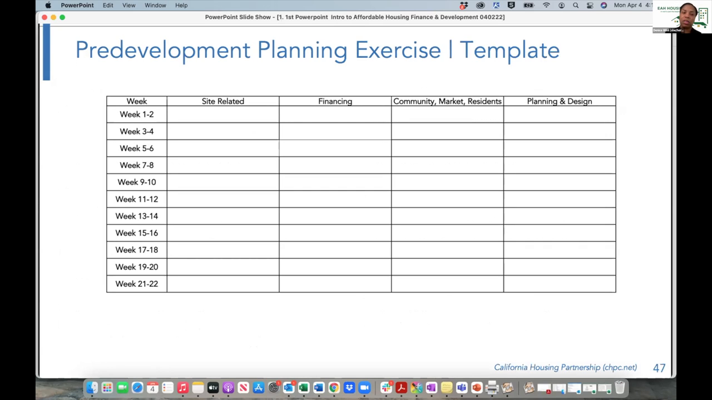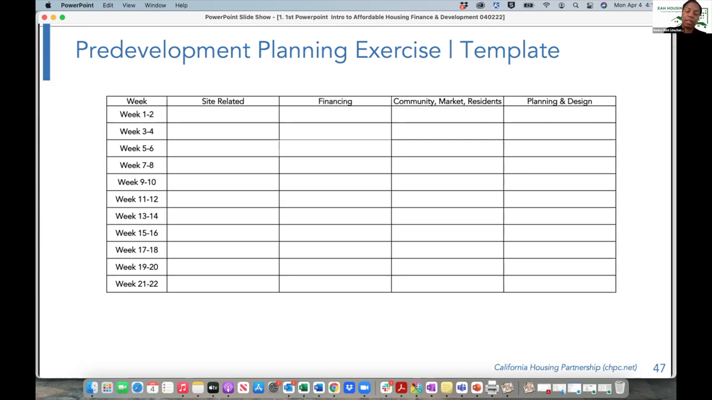So we could post the link again. So this is the timeline template. You have, starting from week 1 and 2 all the way to weeks 21 and 22. In each column, you're going to take one of those tasks that we had previously shared and identify where it goes. If it's site related, you'll put it there and in which timeline it will go.